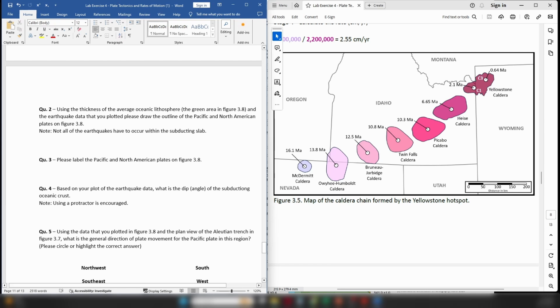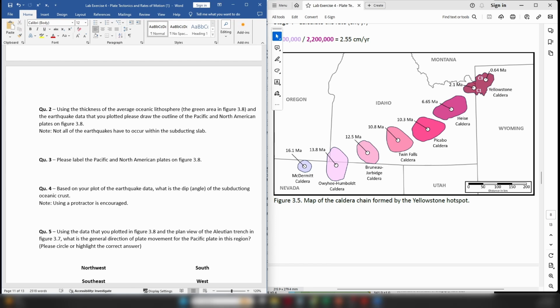So for question 3, you are going to label the Pacific and North American plates on figure 3.8. So once you've drawn the location of the 2 pieces of crust, so the 2 plates, you will label the North American plate as North American plate, and you'll label the Pacific plate as the Pacific plate.